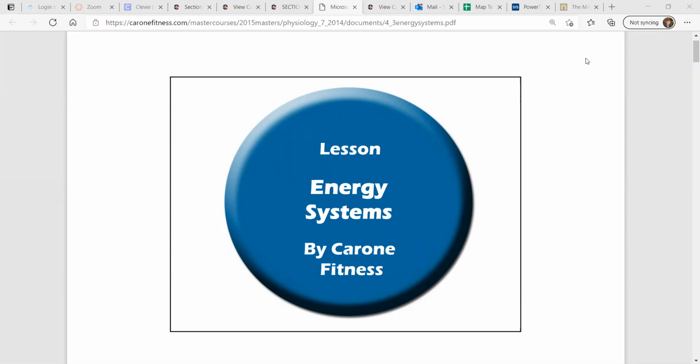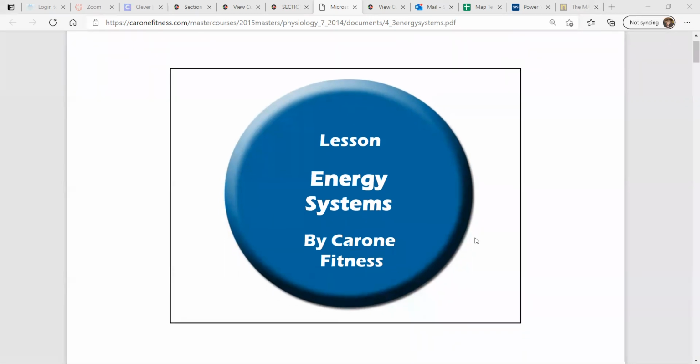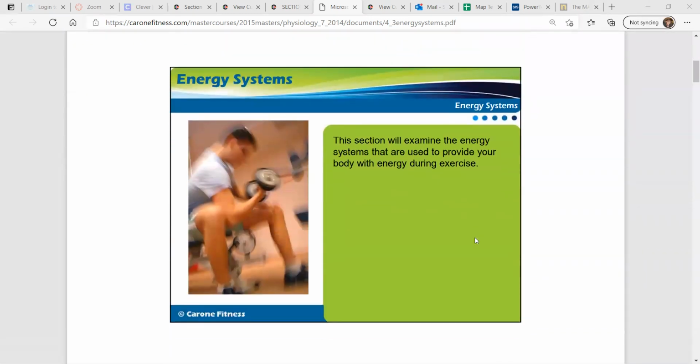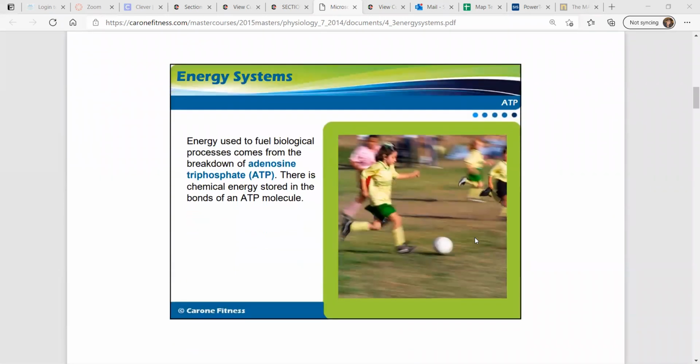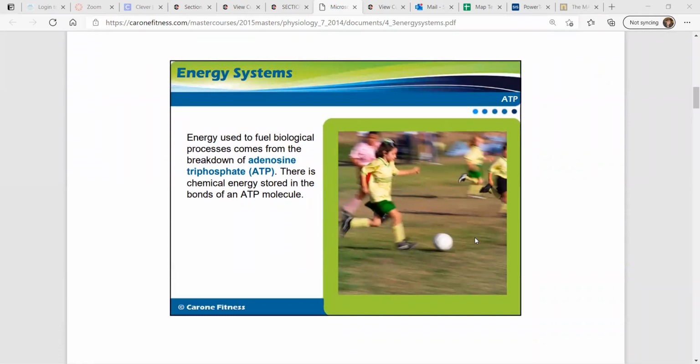A physiology tutorial. And we're going to look at energy systems today. These systems are used to provide our bodies with energy during exercise, and it's used to fuel biological processes. This comes from the breakdown of ATP, adenosine triphosphate. There is chemical energy stored in the bonds of an ATP molecule.